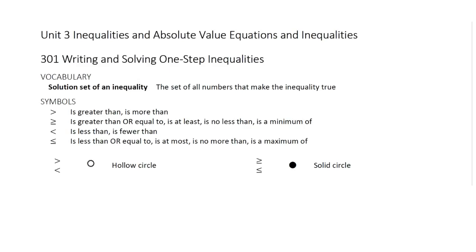Solving one-step inequalities. An inequality is a problem in which one side is greater or less than the other side. The solution is the set of all numbers that make the inequality true. The symbol where the pointer points to the right means is greater than. If there's a line under that symbol, it means is greater than or equal to. If the pointer is pointing to the left, it means is less than, and if there's a line underneath, it means is less than or equal to.